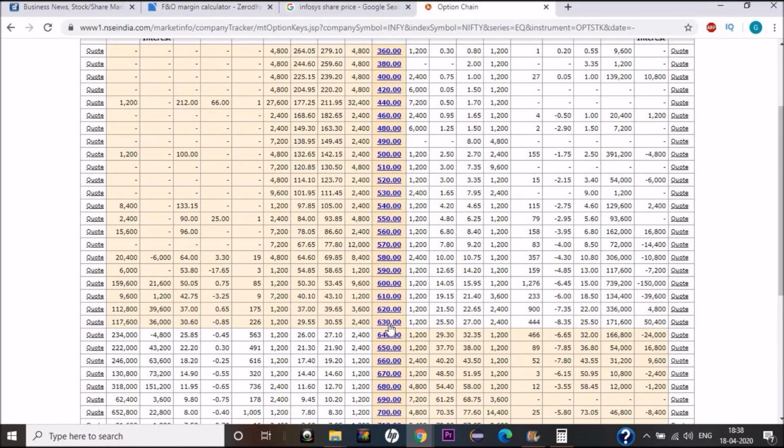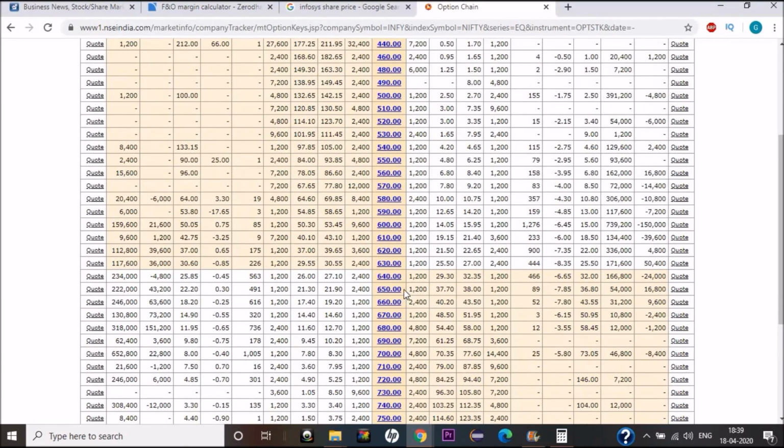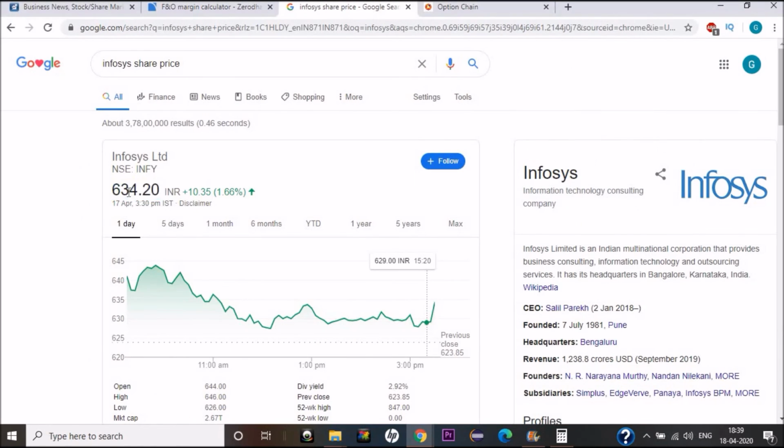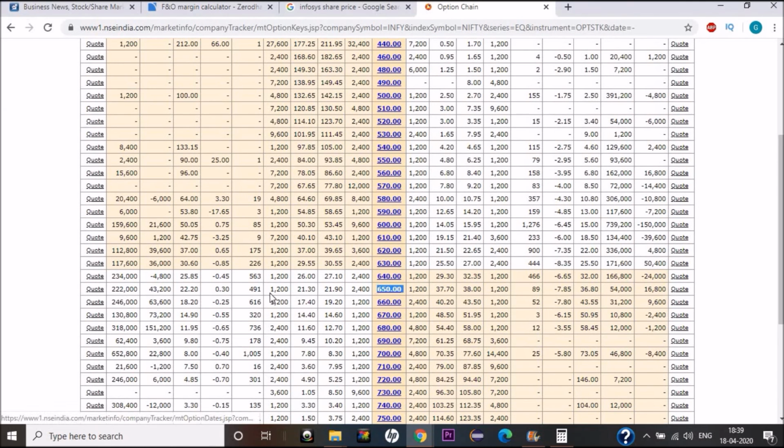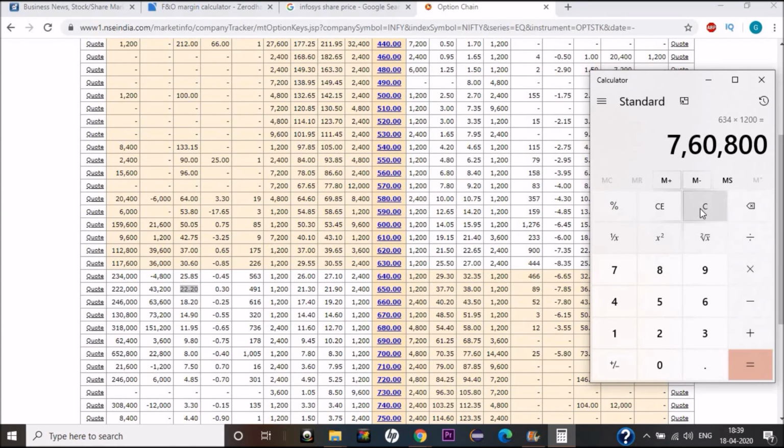Now if you see, let's say my Infosys share tomorrow is going to rise 16 rupees. It will touch 650. So this is a 650 amount, and if I see here, this is the listed price, right? I'm getting each share at 22 rupees, and the lot size is 1200. The lot size remains the same for option and future both, but the price I'm getting is 22 rupees. Now if I calculate 22 into 1200, it's merely 26,400. So I'm getting Infosys shares at merely 26,400.